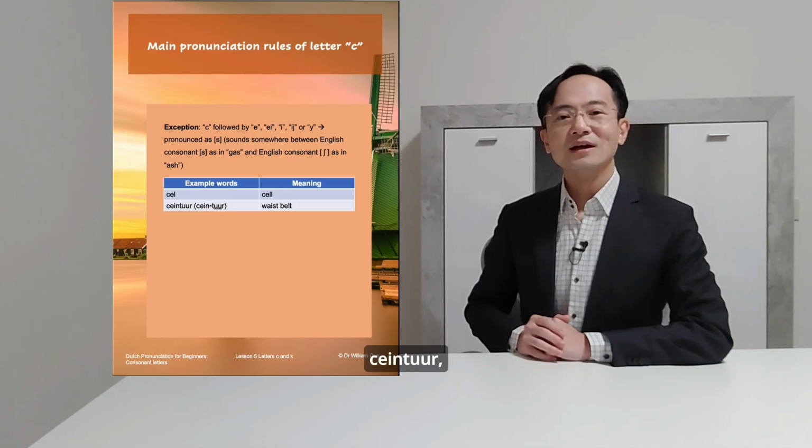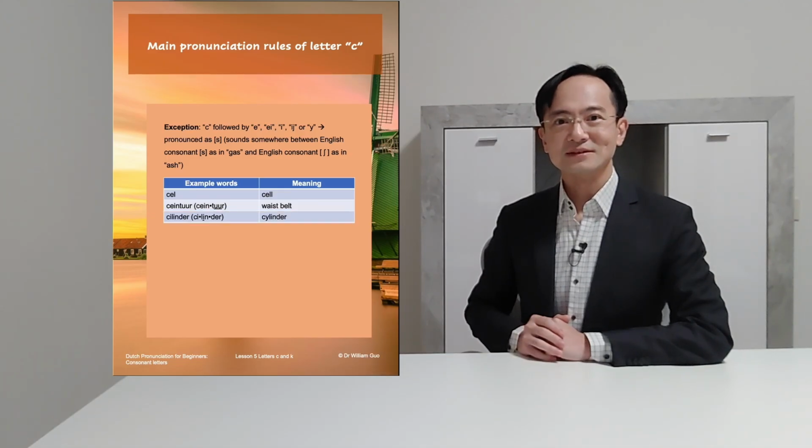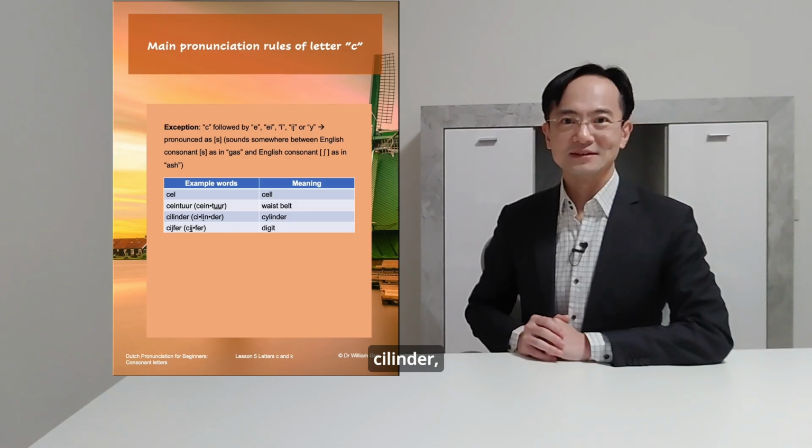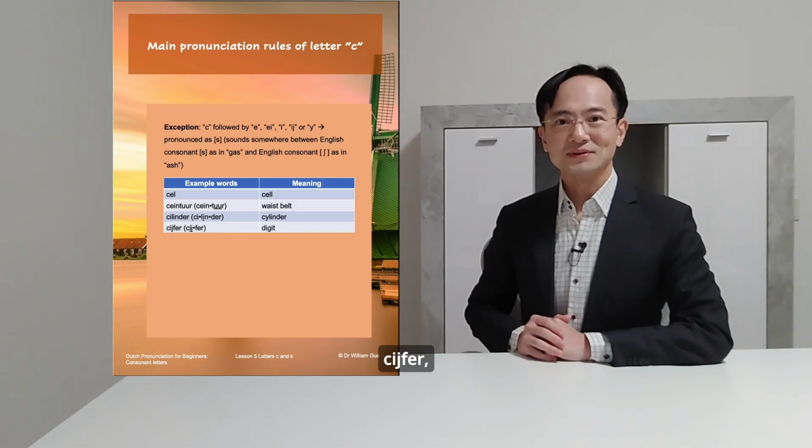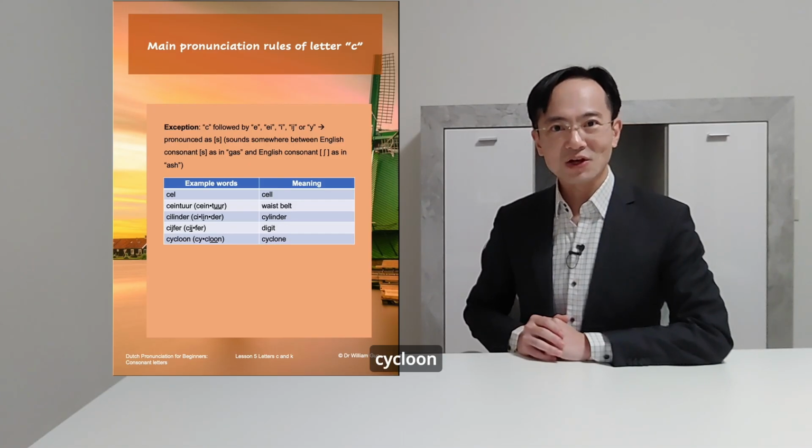Cel, ceintuur, cilinder, cijfer, cycloon.